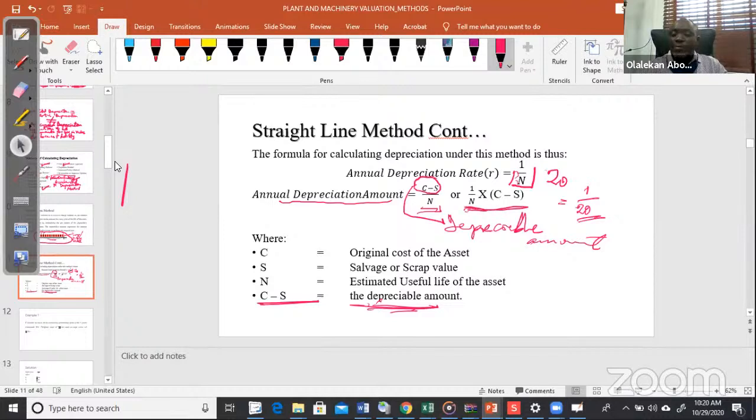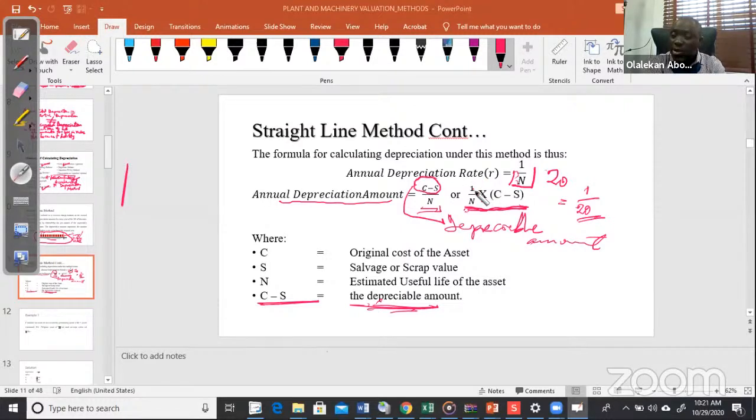You can see when I break it down here, your cost minus scrap value all over n means the same thing as 1 over n multiplied by cost minus scrap value. See, cost minus scrap value divided all over n is the same thing as 1 over n multiplied by cost minus scrap value. So your 1 over n here stands for what? It stands for the depreciation rate.